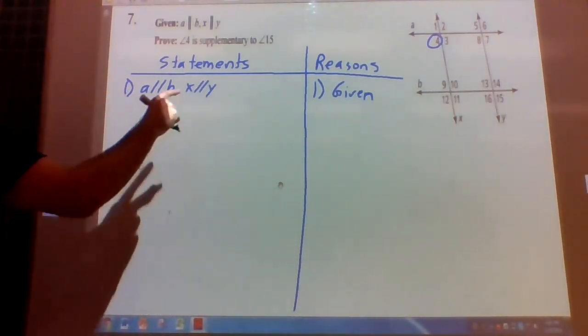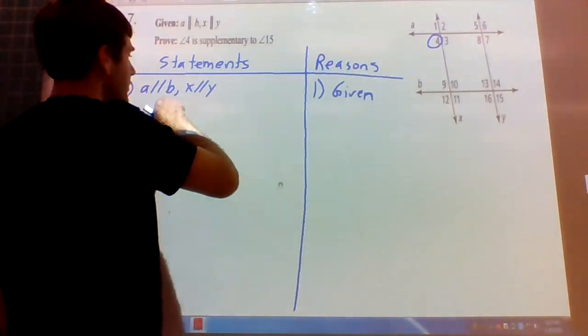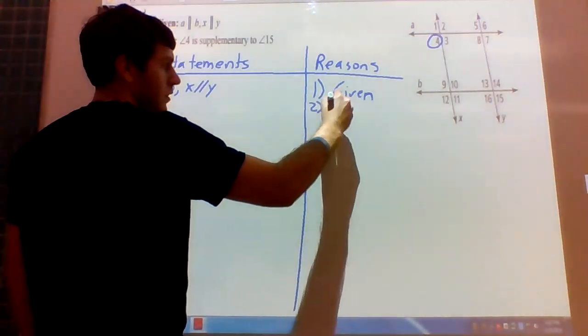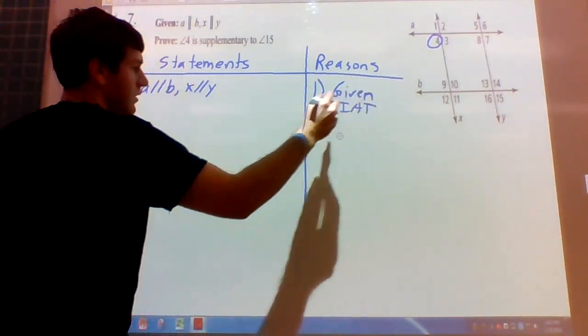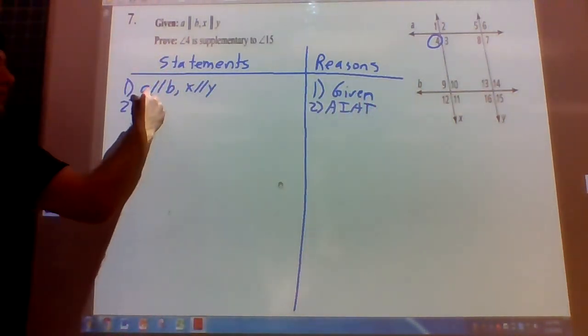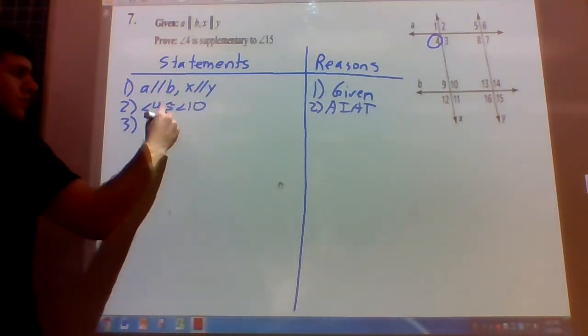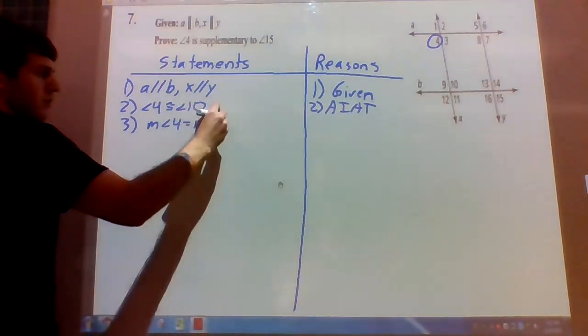All right, so we want to go from 4 to 10. So we know A and B are parallel. So the alternate interior angle theorem tells us that angle 4 is congruent to angle 10. We know by the definition of congruent that the measure of angle 4 equals the measure of angle 10.